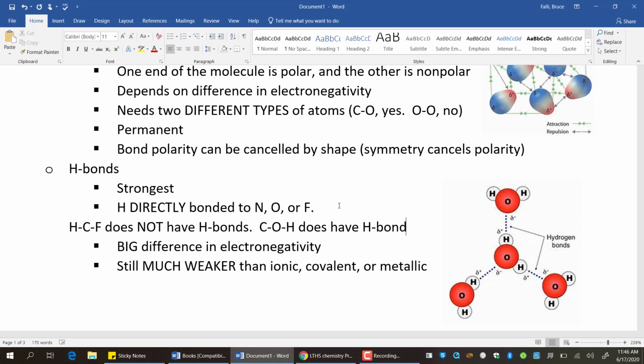And if you are wondering why, well, look, you see how here's an F. Here's F. It is not directly bonded to my friend H. But here they are directly bonded. So that's why you have hydrogen bonds. There's a big difference in electronegativity between H and N, O. These bonds are still much weaker than ionic, covalent, and metallic.